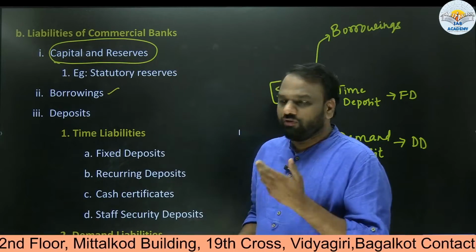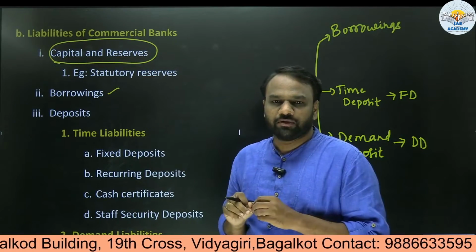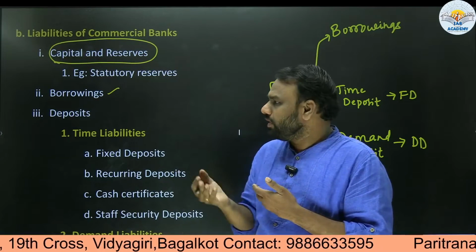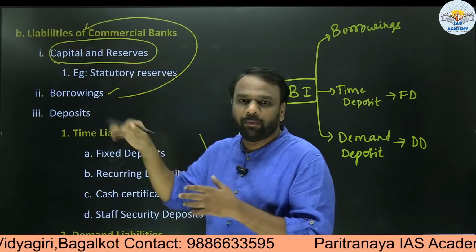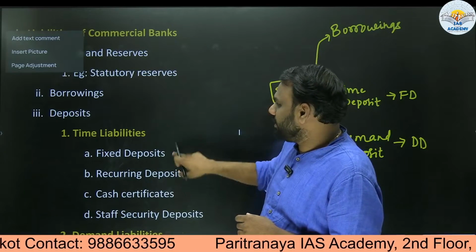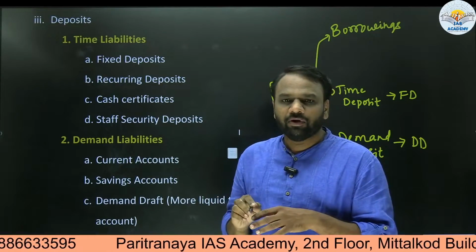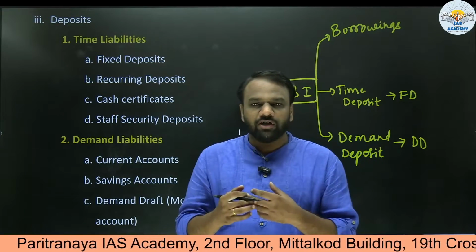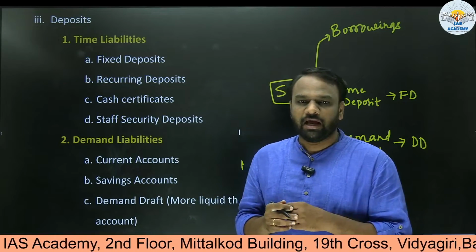Next, borrowings. For example, SBI will take a loan from some other bank or some other financial institution. When it has taken a loan, obviously it has to repay it. So borrowings that SBI has made come under liabilities because they have to be paid back. Now important is deposits. Deposits are also part of the liabilities. Why are deposits liabilities? Because deposits are made by a customer, an individual or any other institution. Whenever you receive funds, automatically you have to return them. That's why they are liabilities.